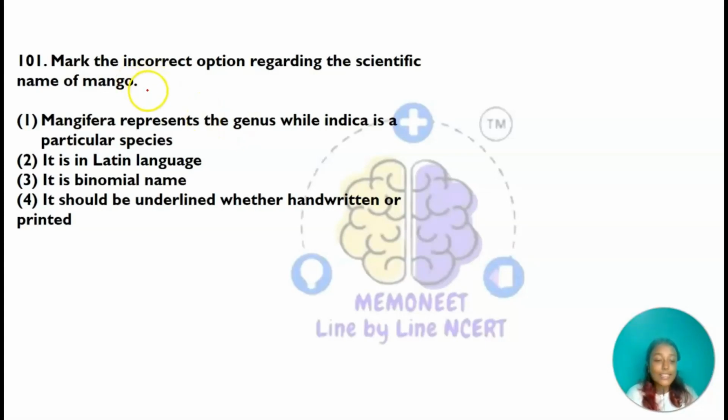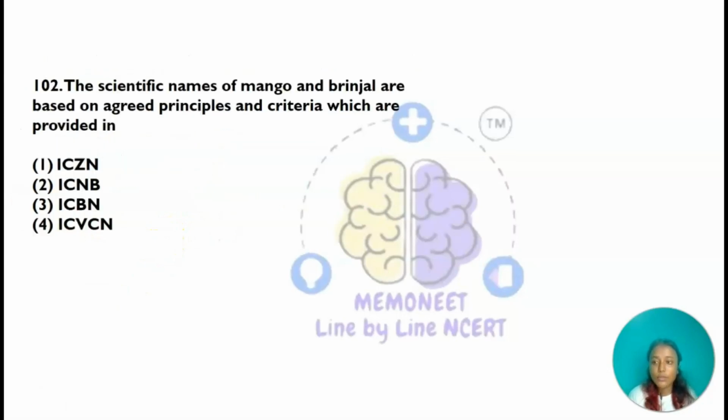So let's read out the first question: mark the incorrect option regarding the scientific name of mango. The options given here are: Mangifera represents the genus while indica is the particular species, which is right. It's Latin in language, which is right. It is a binomial name, which means that it has two parts, which is again right. Underlined whether handwritten or printed. Now this is partially incorrect, because when it is written it should be underlined, or when it's printed it should be italicized. So the correct answer to this question is option 4, which is incorrect from the given options. So let's move on to the next one.